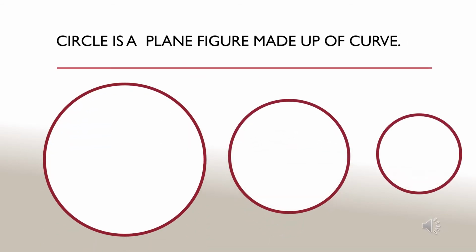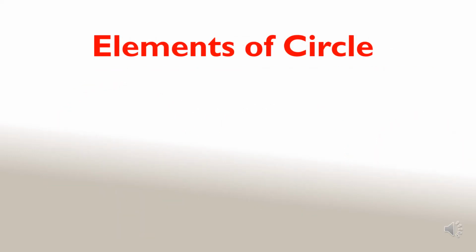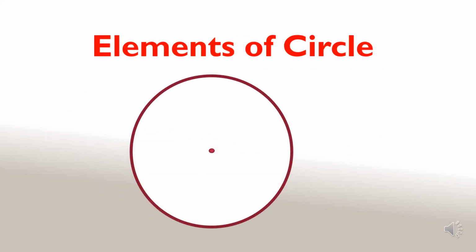Children, circles are made up of curves. That means it is a plane figure made up of a curve. It doesn't have any straight lines. Now let us see the different parts of a circle.